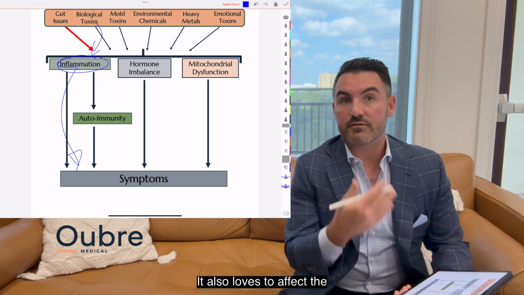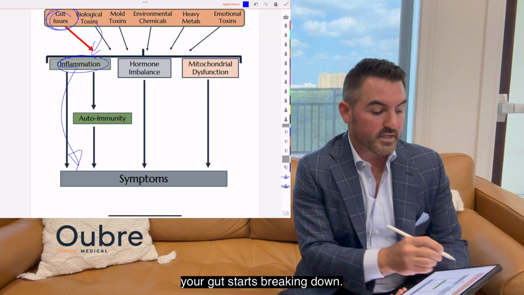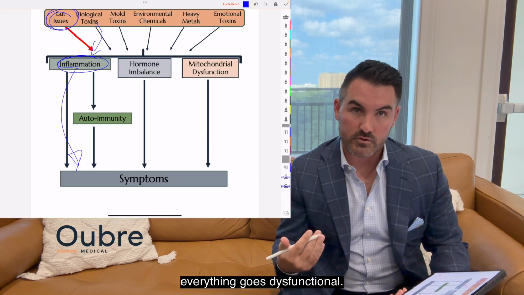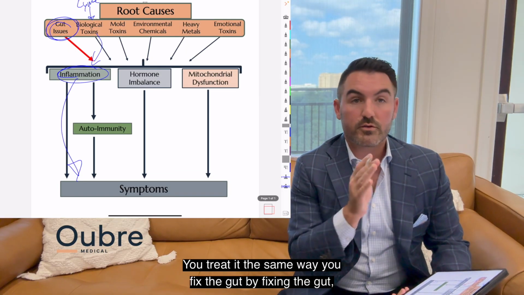It also loves to affect the microbiome, affect your immune system. As you affect your immune system, your gut starts breaking down. As your gut starts breaking down, everything goes dysfunctional. So how do we treat Lyme? Not by treating Lyme. You treat it the same way.